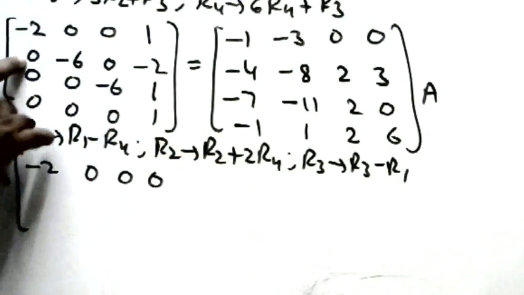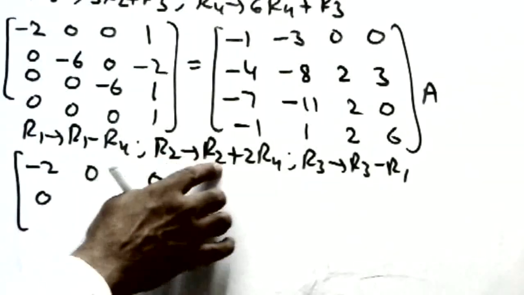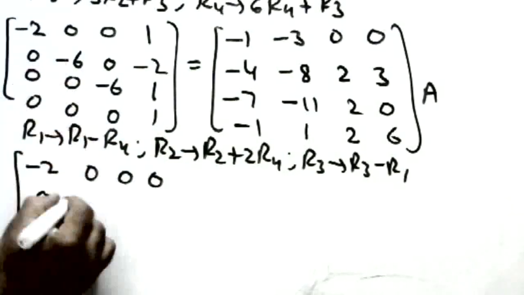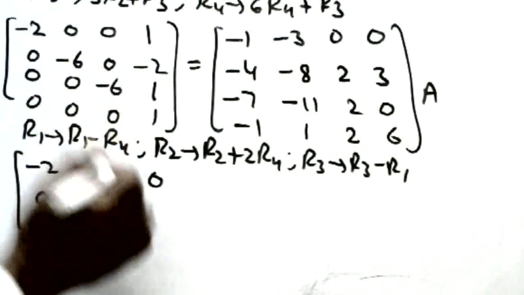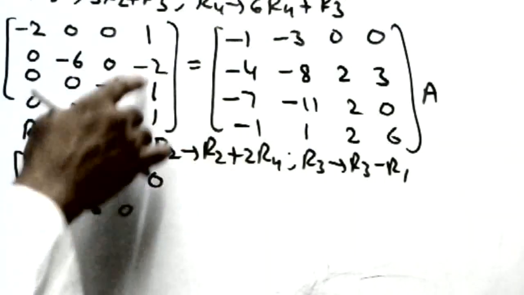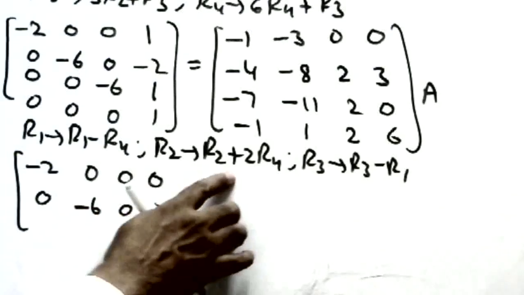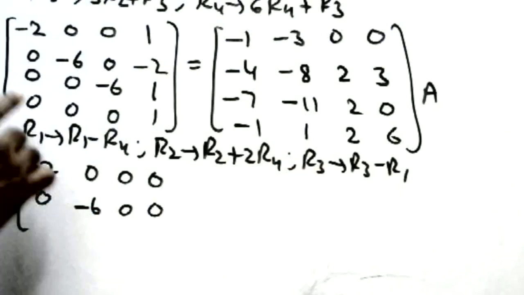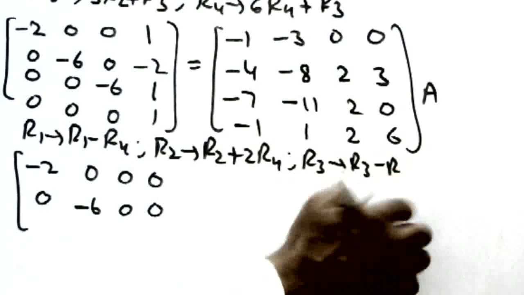1 minus 1 is 0. Now R2 plus 2 R4, 0 0 0 only. 2 into 0 0. This will be minus 6. Both are 0, no effect. R2 plus 2 ones are 2. Minus 2 plus 2 is 0. So R2 is finished.